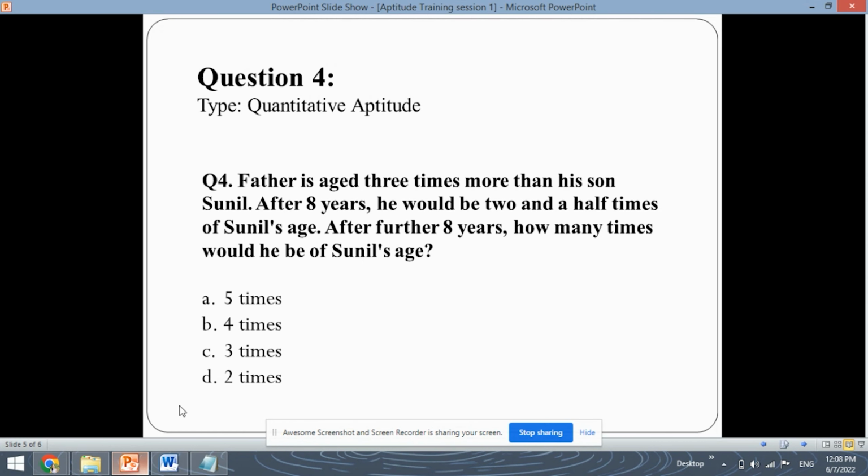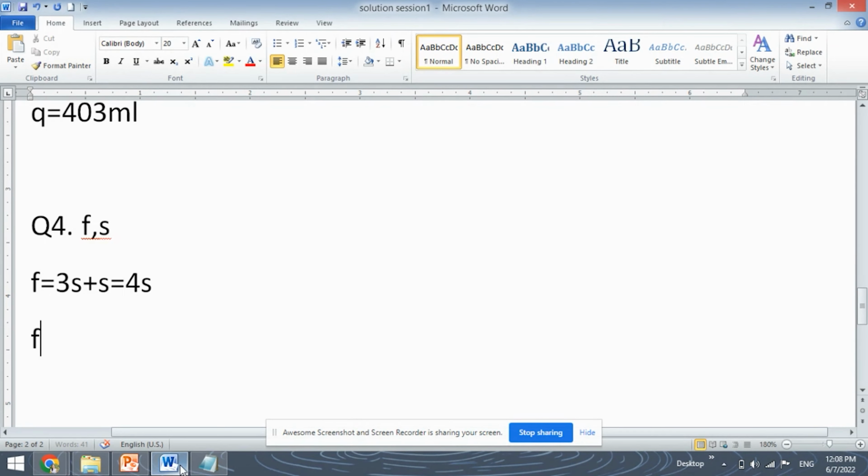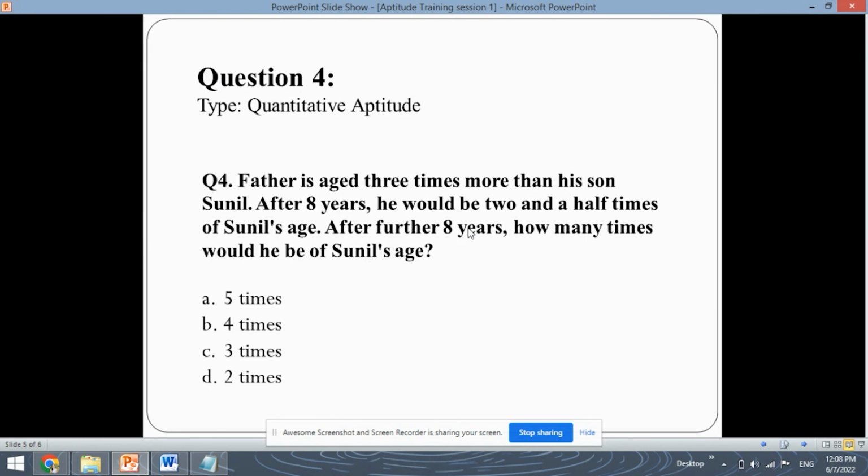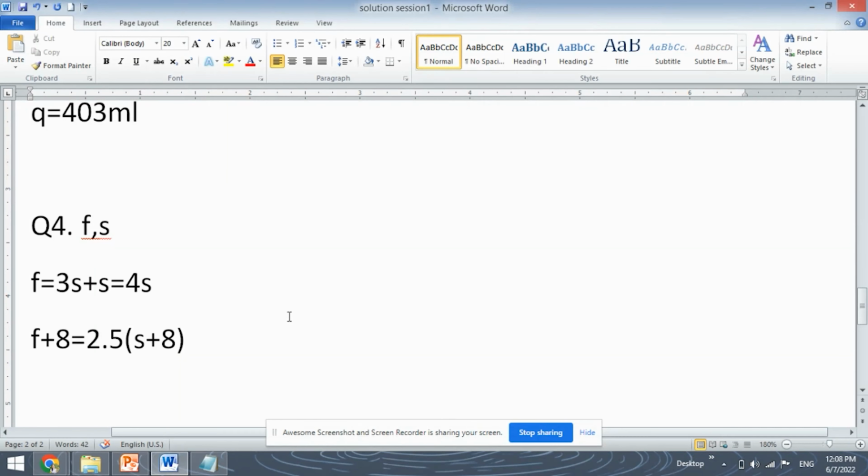Next, after 8 years, the father's age is 2.5 times of his son's age. So after 8 years means f plus 8, and it is 2.5 times the son's age, which will be s plus 8, because the son's age will also increase after 8 years. Now we need to find out, after further 8 years, how many times would he be of Sunil's age. So for that, we will first calculate the s value, the son's age. So how do we calculate the son's age?